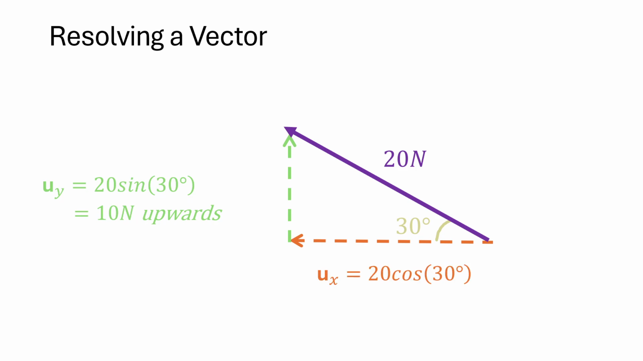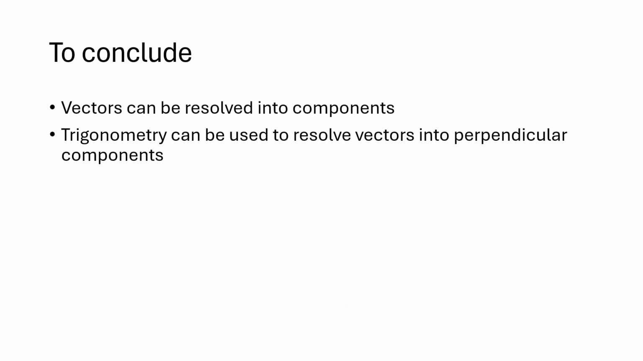And the horizontal component, that has something to do with cosine, because cosine theta is adjacent over hypotenuse. We have adjacent in that, which means that the adjacent is h cosine theta, 20 cosine 30 degrees, which is 17.32 newtons to the left.